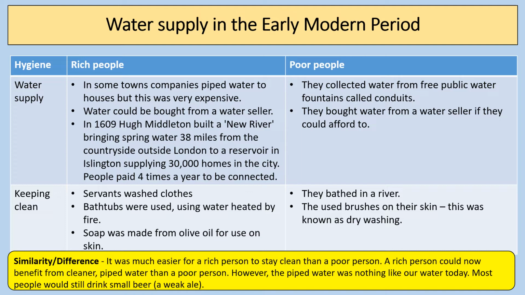In terms of keeping clean, if you were rich, you could keep clean. So your servants would wash your clothes for you. Bathtubs could be used. That was really, really difficult to get a bath because you'd have to heat up all the water on the fire, so it would take a long time to do. So you'd need like a lot of servants to help you to do that.